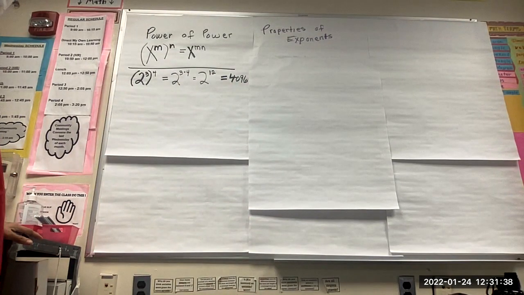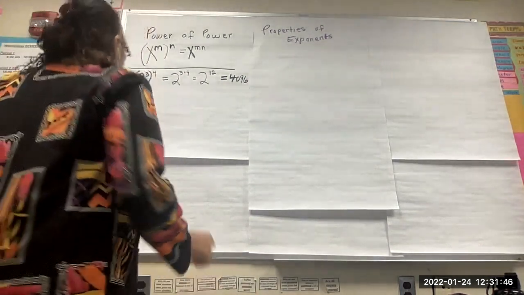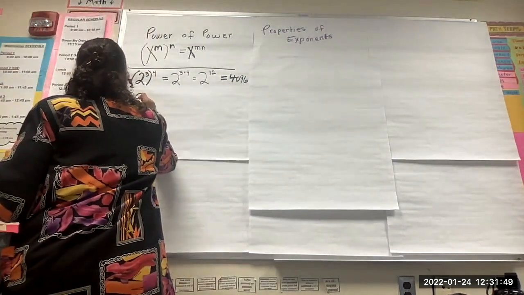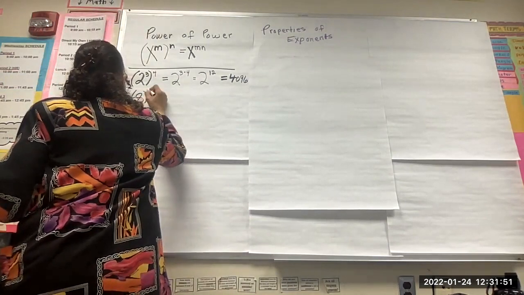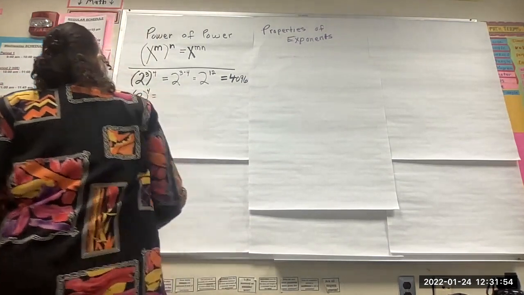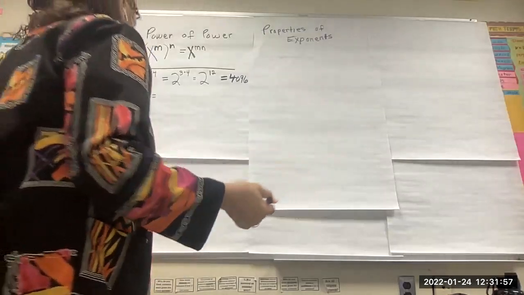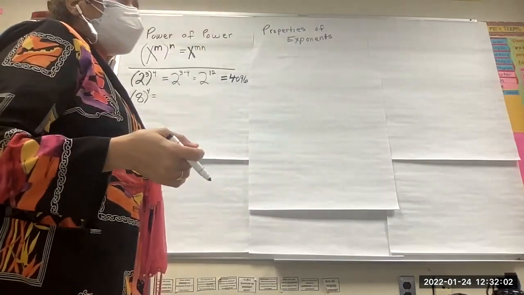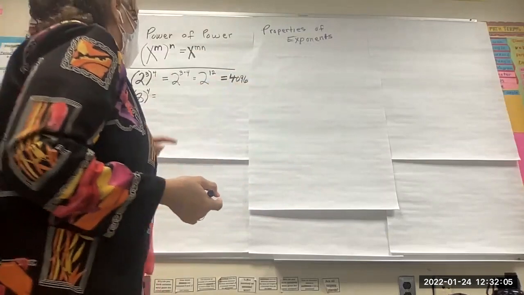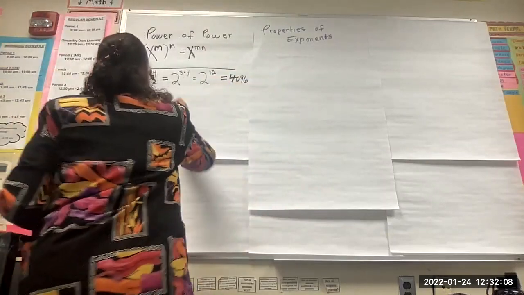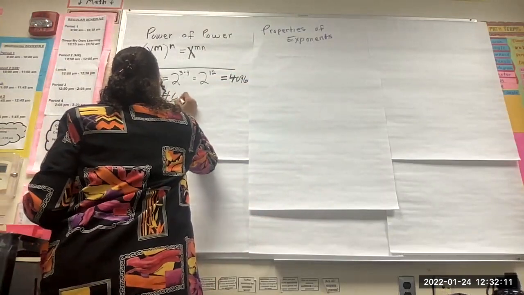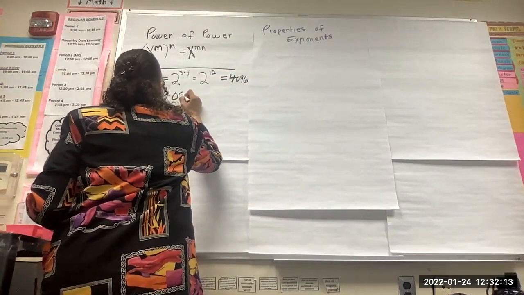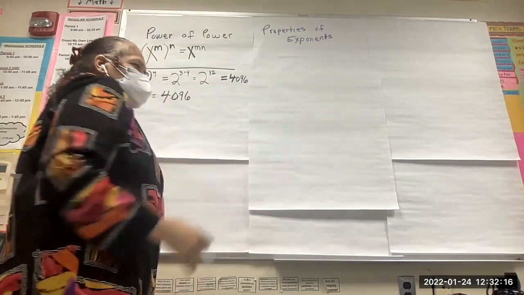Now, here's something I'd like to show you. Suppose you didn't know the rule totally. So you said, I want to do what's in the parentheses first. So you'd say 2 to the third is 8. And then you go 8 to the 4th, which would be 8 times 8 times 8 times 8, which would come out to what? 4096. Did you look that up?